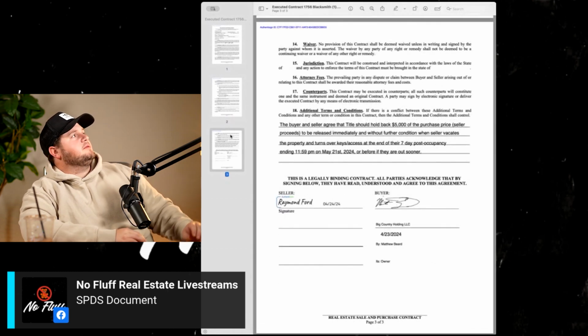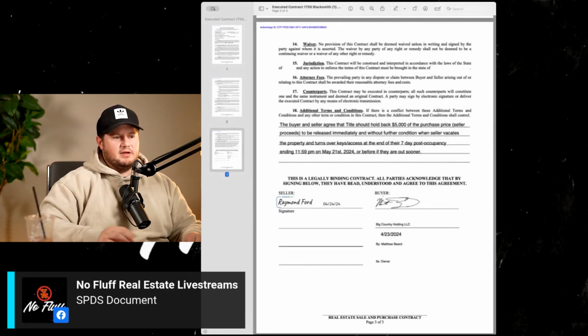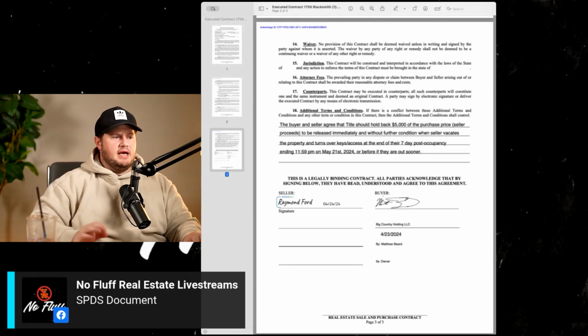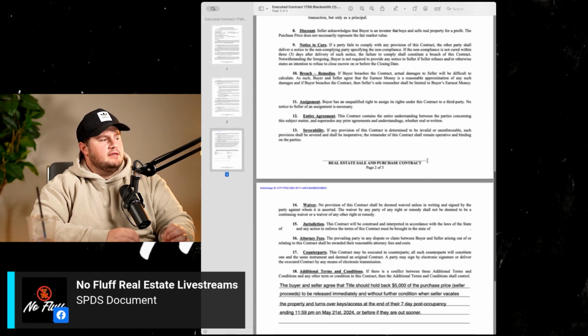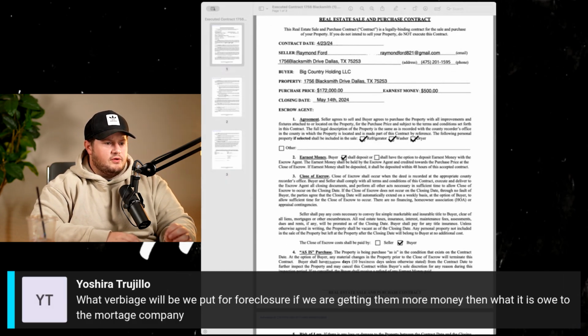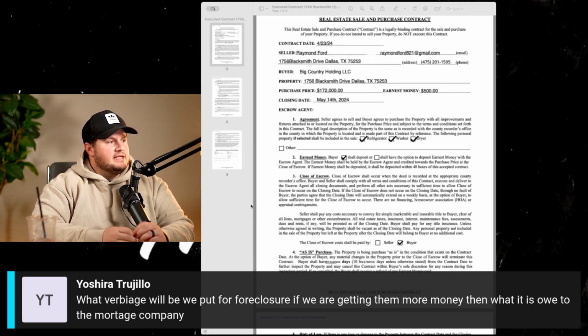A lot of these terms are going to be also found in the creative contract, but I want to show you guys how this works out and how it all gets put together. Any questions on the cash? So as you go to explain this, I like to say, hey, what verbiage will we put for foreclosure if we are getting them more money than what is owed to the mortgage company? Well, you'll simply say, buyer agrees to pay off liens estimated to be X amount of money and seller to net X amount at close of escrow, not to exceed a certain amount of money.